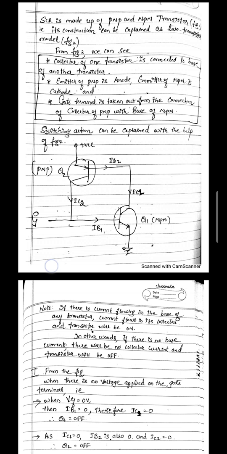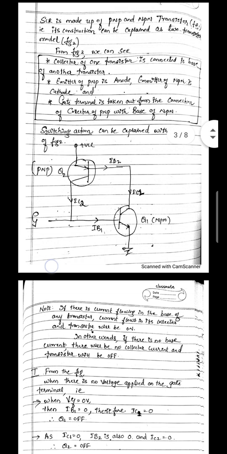In order to see that, we are going to apply some voltage here. That is, some voltage Vg is applied on the gate terminal. When there is some voltage applied, IB1 flows. When IB1 flows, IC1 also will flow. When IC1 flows, we say Q1 is on.